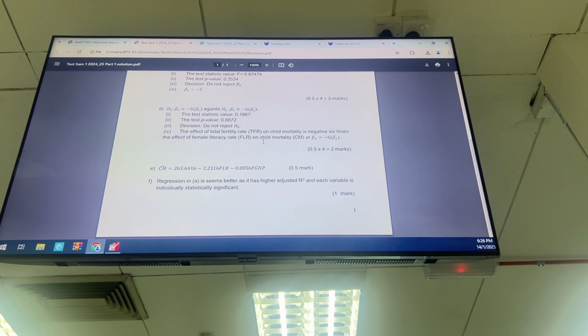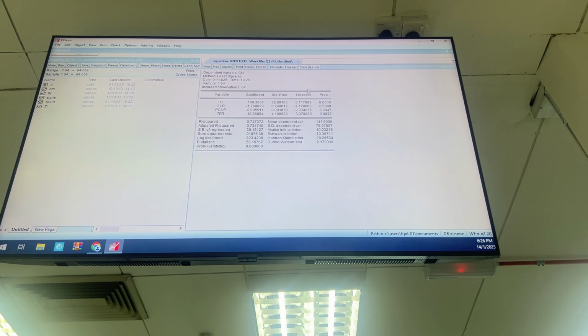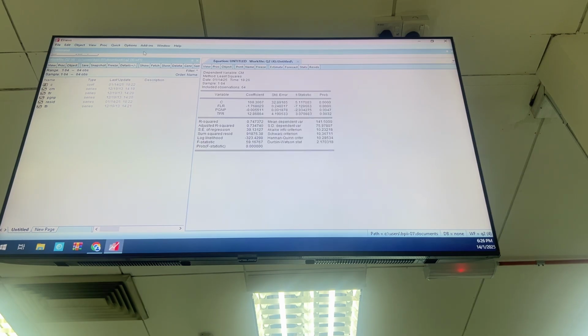So for E, the question asks you to remove one of the variables. This one is the original model. Then you re-estimate without TFR.